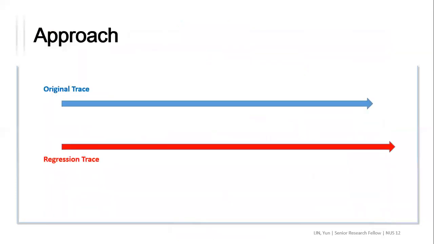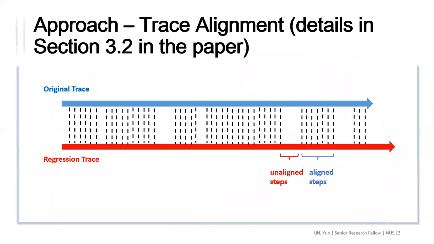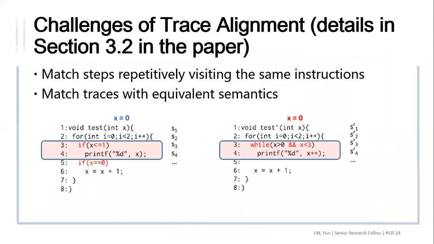Now let me introduce our approach. In our approach, we first record the execution trace of the original version and the regression version. Then we develop a trace alignment algorithm to align the two traces. In this work, we address the following two challenges in our algorithm. First, because of loop iterations, some program instructions or lines of code can be repetitively visited in the trace. We need to align those recurring steps in the trace.